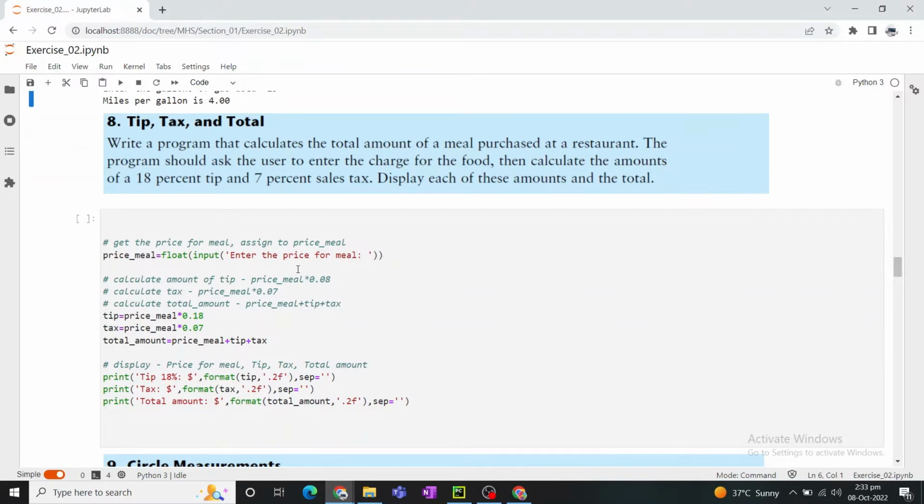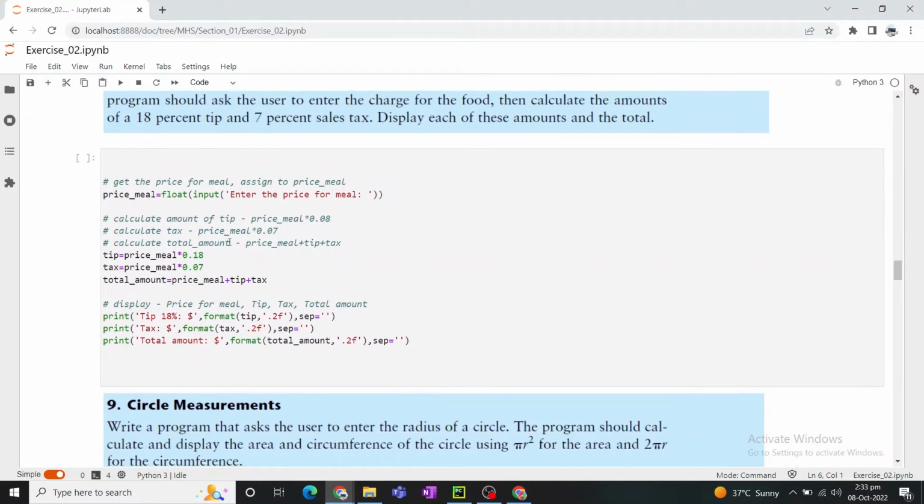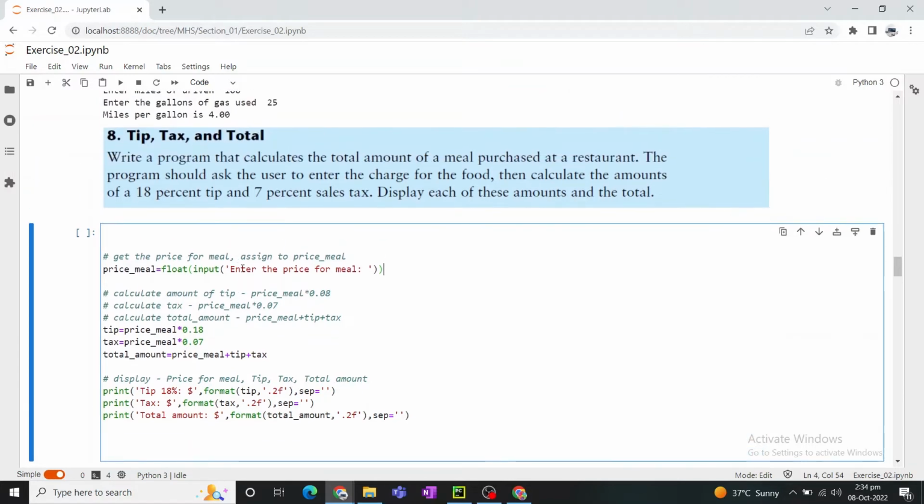Write a program that calculates the total amount of a meal purchased at a restaurant. The program should ask the user to enter the charge for the food, then calculate the amount of 18% tip and 7% sales tax. Display each of these amounts and the total. Over here we can see the price of a meal. We will enter the total bill cost that we have consumed in a restaurant, the meal. So the price of the meal is a float, we will enter it as a float, and we will give the 18% tip and 7% sales tax.